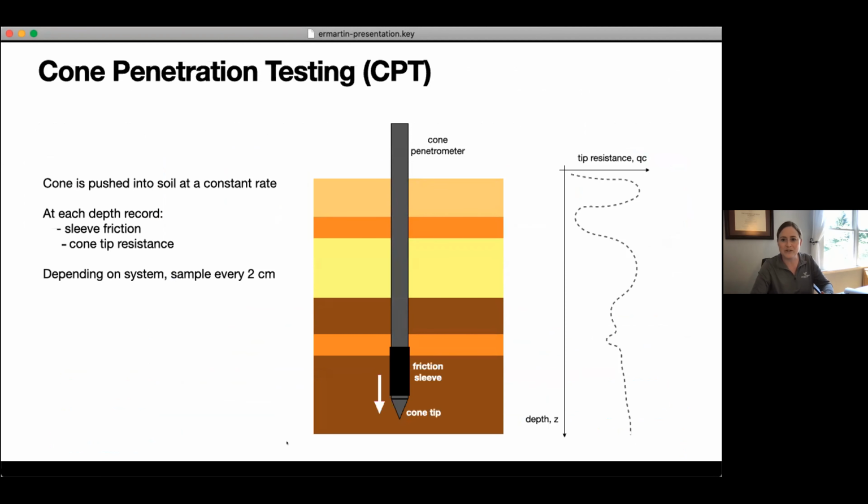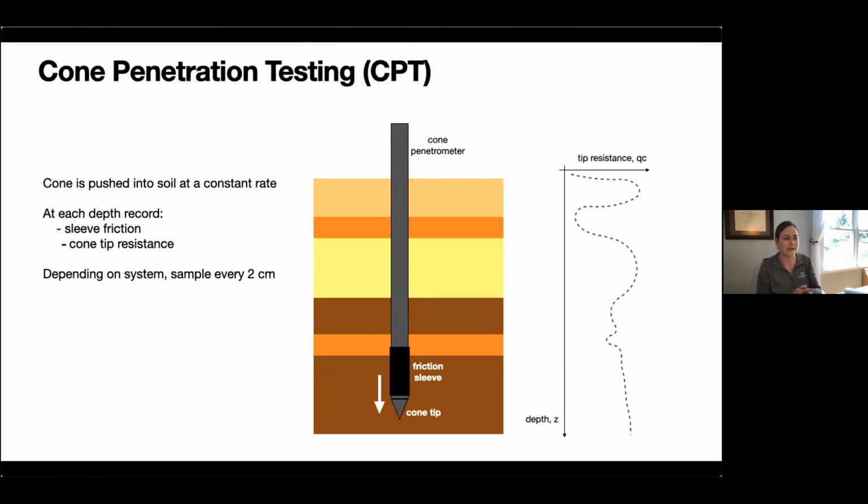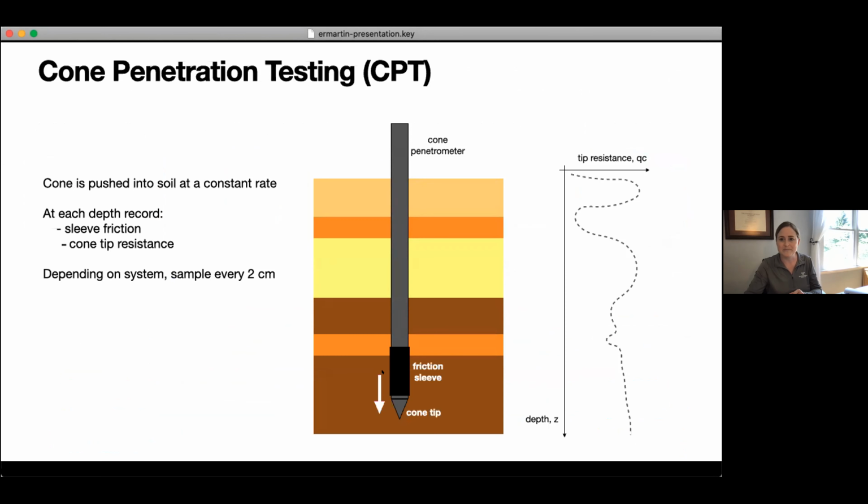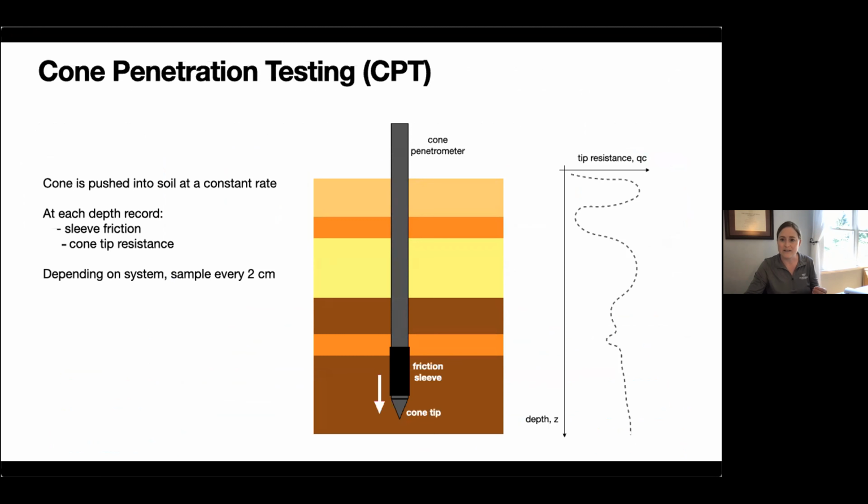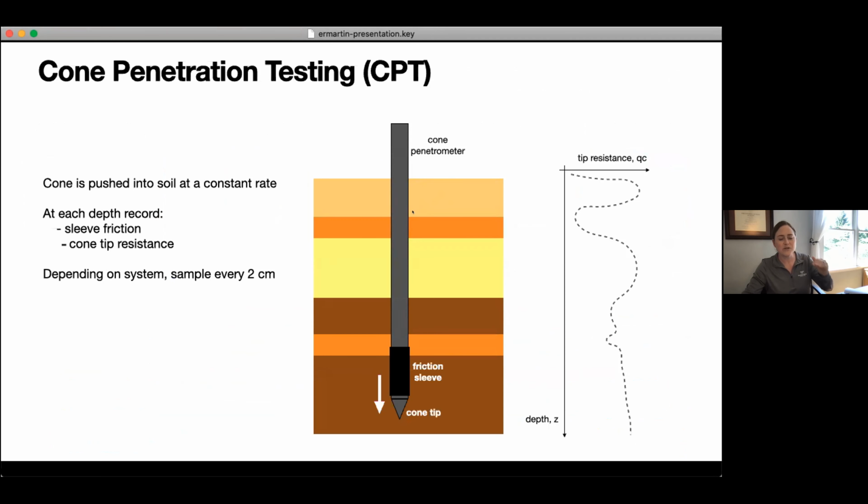With cone penetration testing, to be more specific about what we're measuring, we take a cone penetrometer and push it into the soil at a constant rate. It typically goes maybe 10 meters into the soil, or in laboratory testing, it might go just 1 or 2 meters. At every 2 centimeters, we record the friction of a little sleeve at the end of the cone penetrometer, and also the resistance at the cone tip, measured by an electrode down there. We get a depth profile, and we care mostly about tip resistance more than friction, so we're only going to worry about tip resistance, which I also denote as QC here.